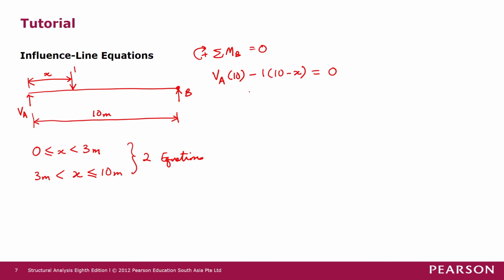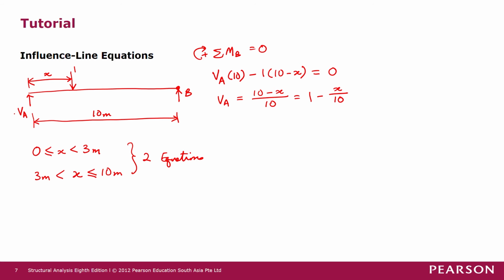So in this case, we get VA equals 10 minus x over 10, isn't it? So equals 1 minus x over 10. Right? And then there is only one equation for the reaction VA.